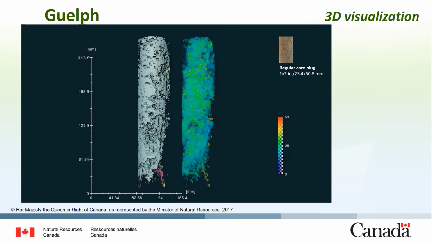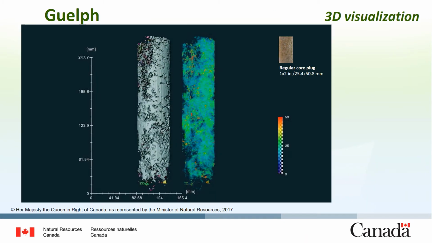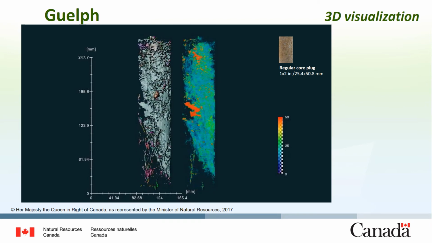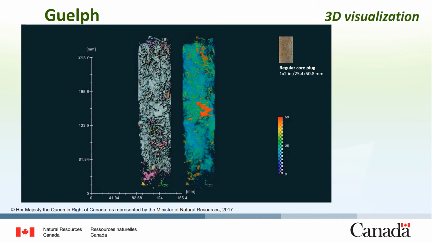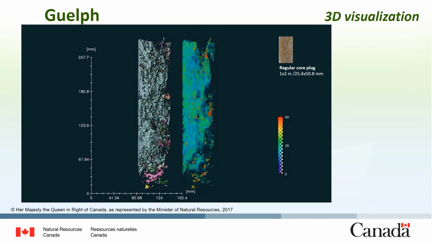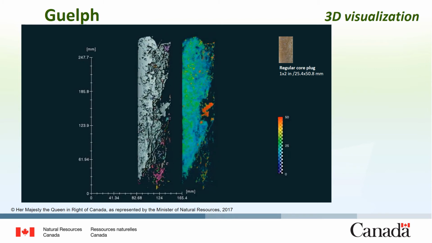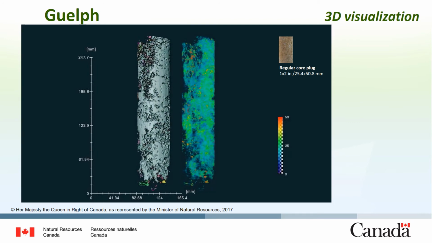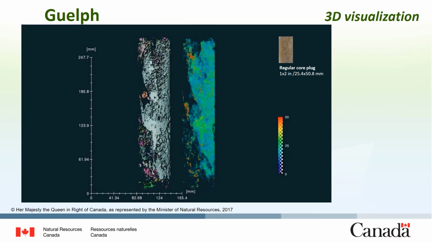Here is the video output for the Guelph sample. On the left, the 3D volume represents the pore network created once the threshold is selected. Each color represents one connected pore space. On the right, the 3D volume is a representation of the same pore network in 3D, but there the color bar represents the amount of water that was replacing the airspace.